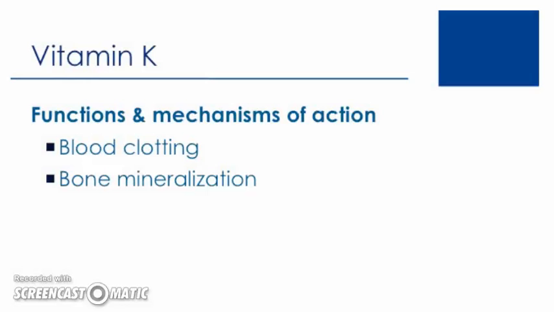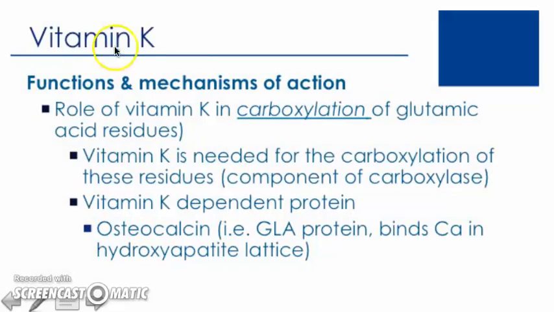The primary function of vitamin K is going to be involved in blood clotting. Also, we'll see it involved in bone mineralization. The functions of vitamin K in blood clotting and bone mineralization are going to be primarily in its ability to be involved in the carboxylation of glutamic acid residues. And it is in its ability to be involved in this carboxylation that it plays its role in the processes of blood clotting and bone mineralization.